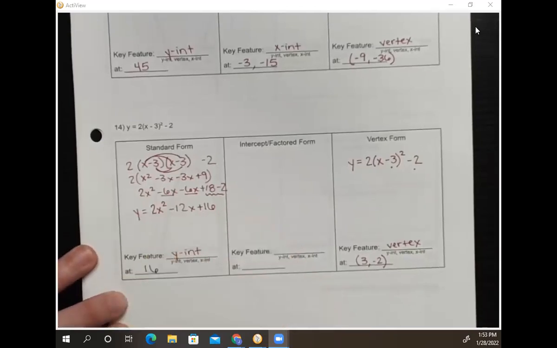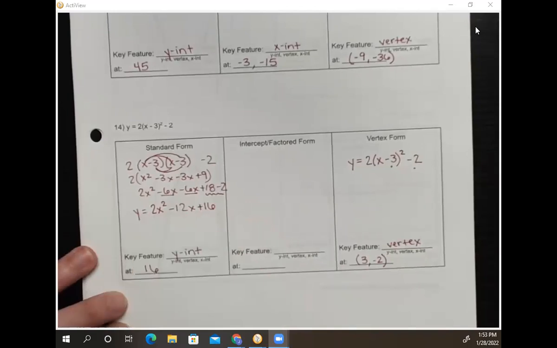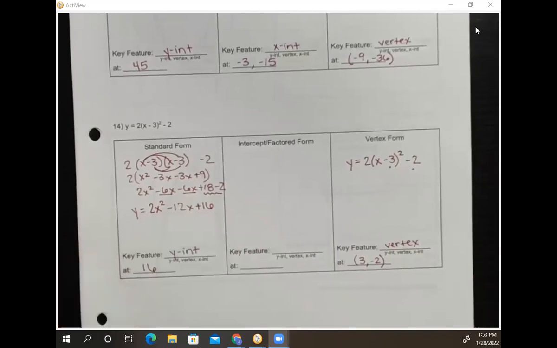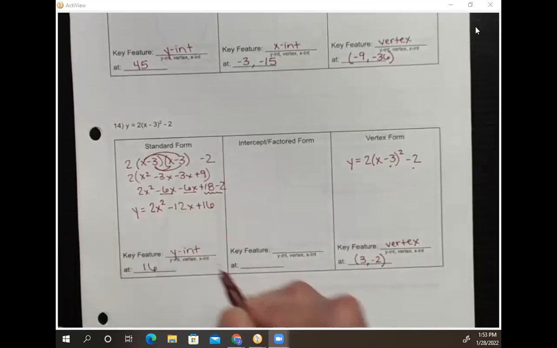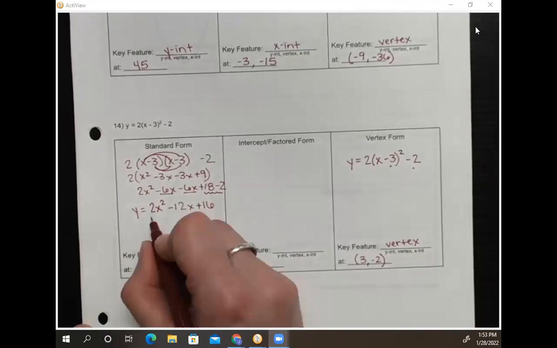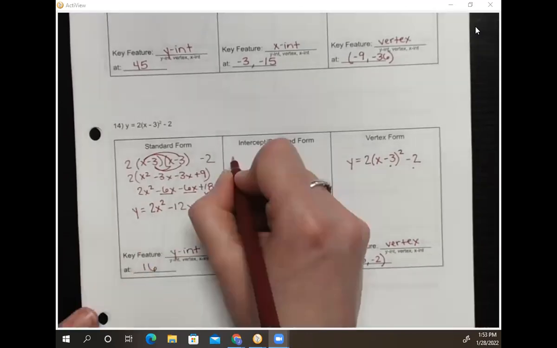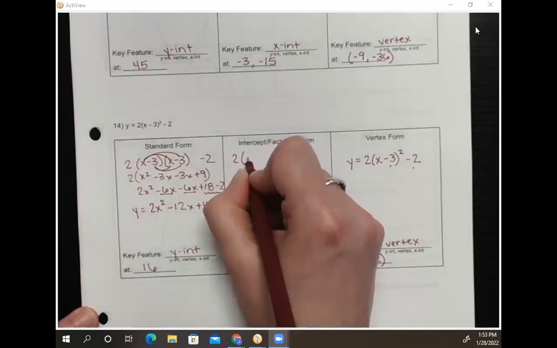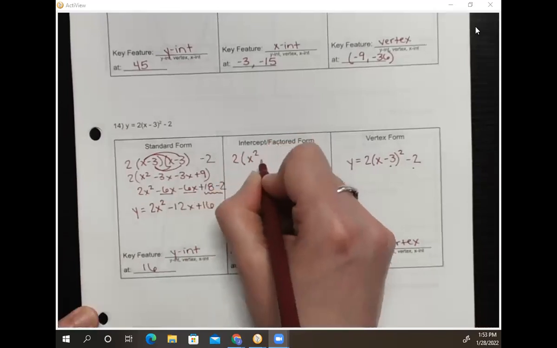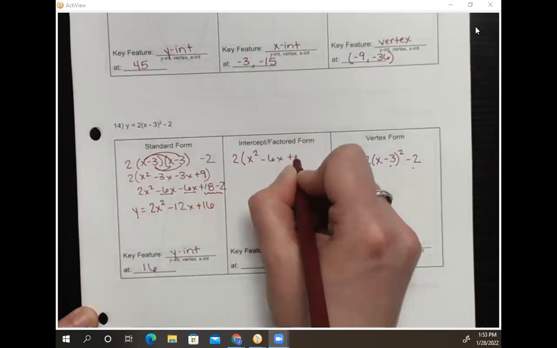And then finally, we'll change this into our factored form. So when I'm factoring, the first thing I want to look for is a GCF. The problems that we've changed into factored form so far haven't had a common factor. We haven't had anything in front of that x squared number. Here, we actually could divide all these terms by 2. So I'm going to start by factoring out that 2. That leaves me with x squared minus 6x plus 8.